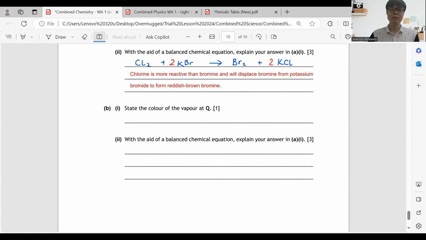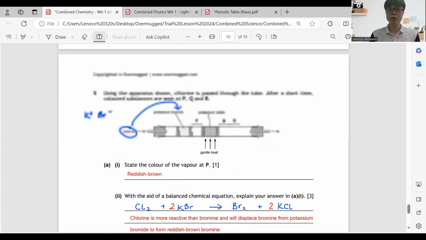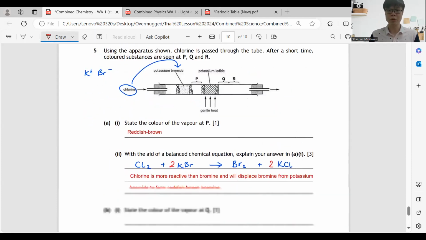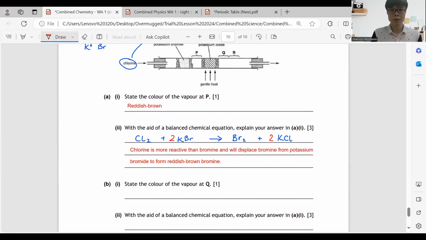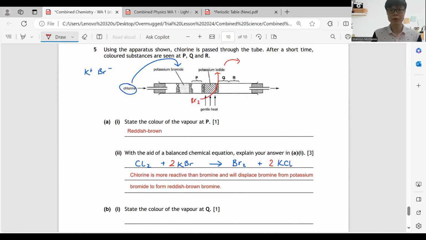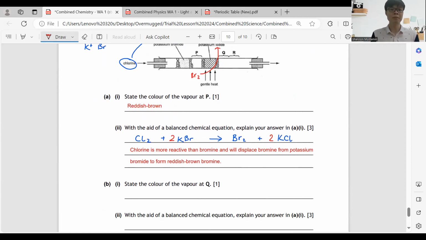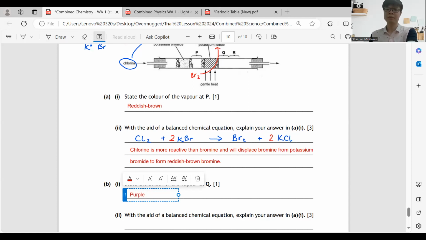Okay, state the color of the vapor at Q. So what's going to happen? Now you've got Br2, right? Here you've got Br2. Your bromine is going to displace your iodine out, actually. Iodine is going to come out. What do you think is the color of iodine vapor? Is it purple or violet? I think it's purple.